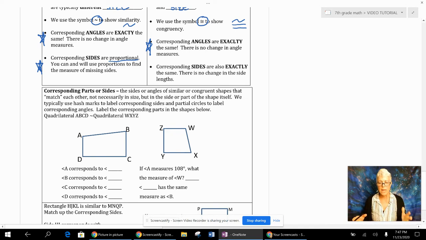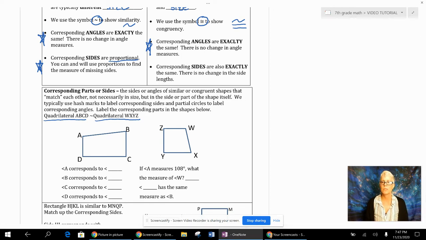So how do I match up sides in those situations? How do I find corresponding sides? Now, if they tell you the name of the rectangle, like they do in this first example, they say it is quadrilateral ABCD is similar to quadrilateral WXYZ. It's matching everything up for you.